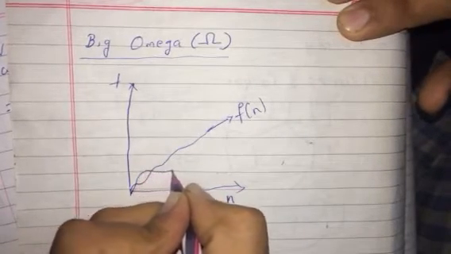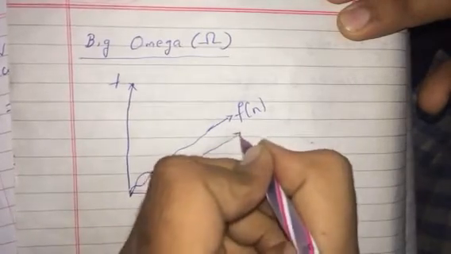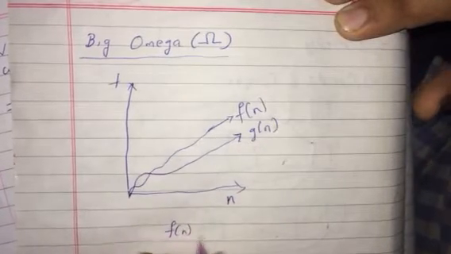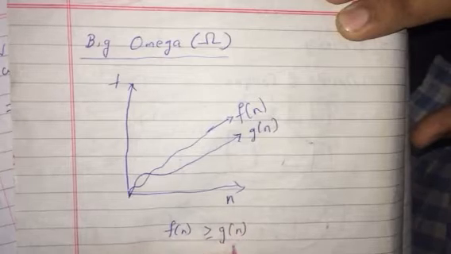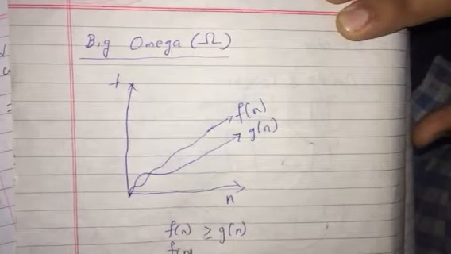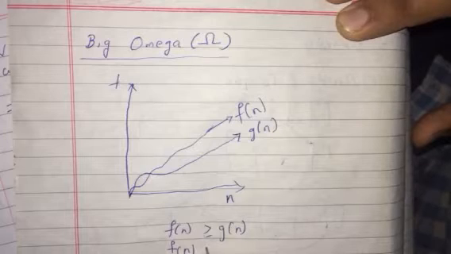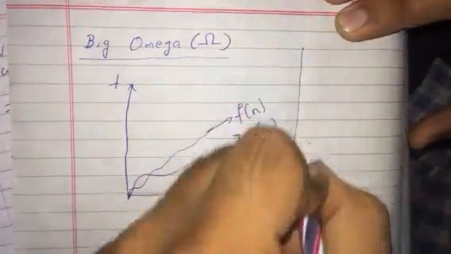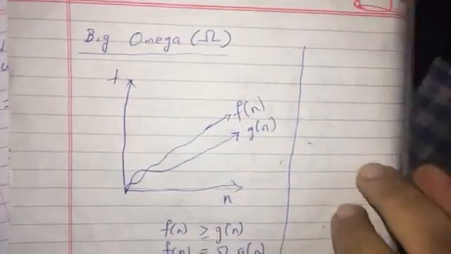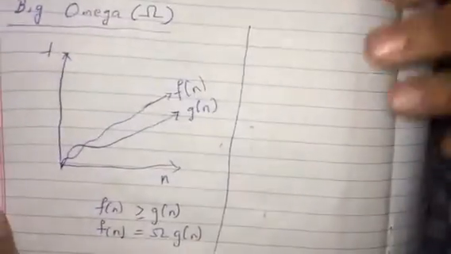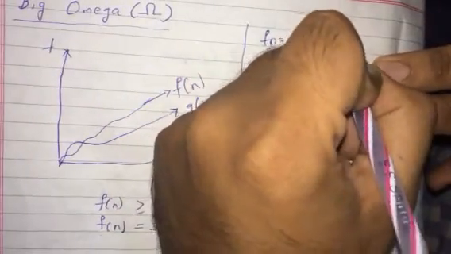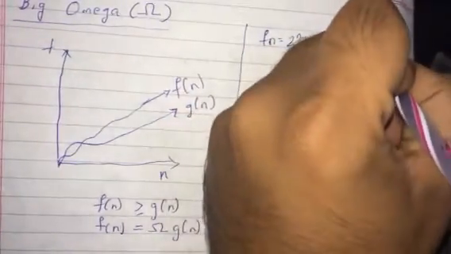If we get a function that is less than f of n, then we can say that f of n is greater than or equal to g of n, and f of n is equal to omega of g of n, big omega of g of n. Okay. The same example that we did in the previous one. F of n equal to 2 raised to n, g of n equal to n square.